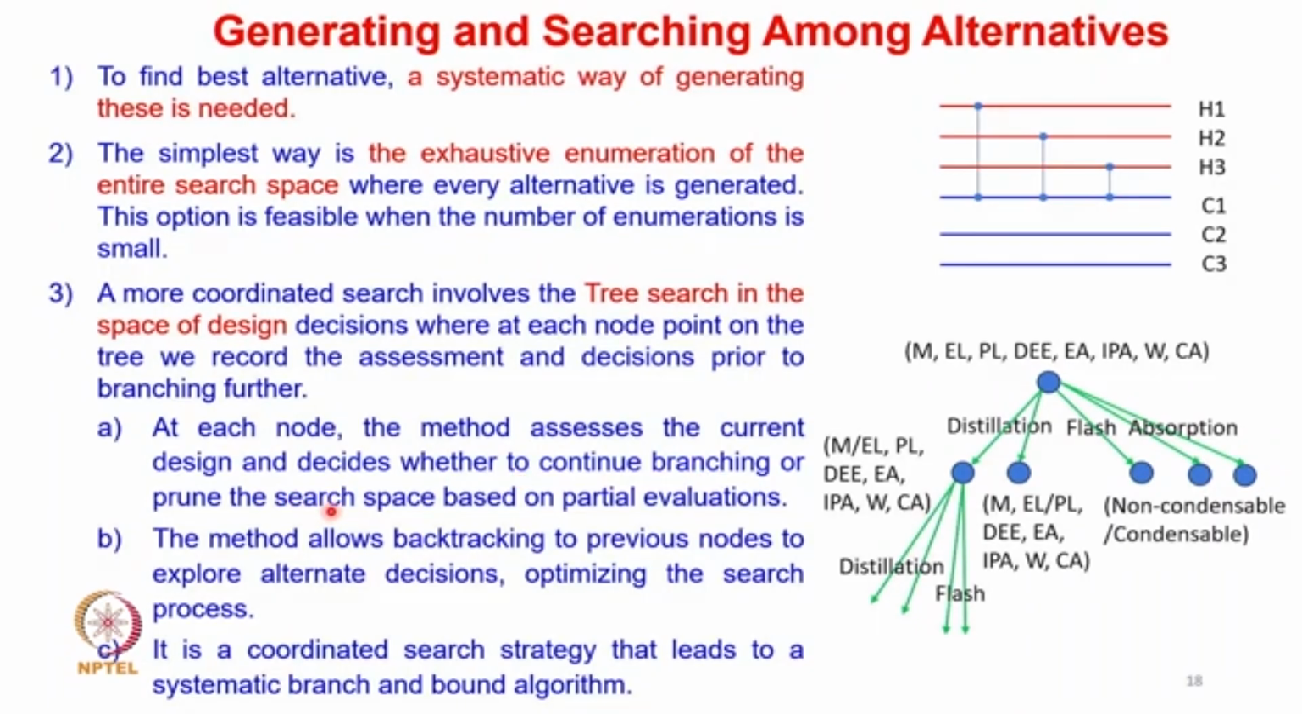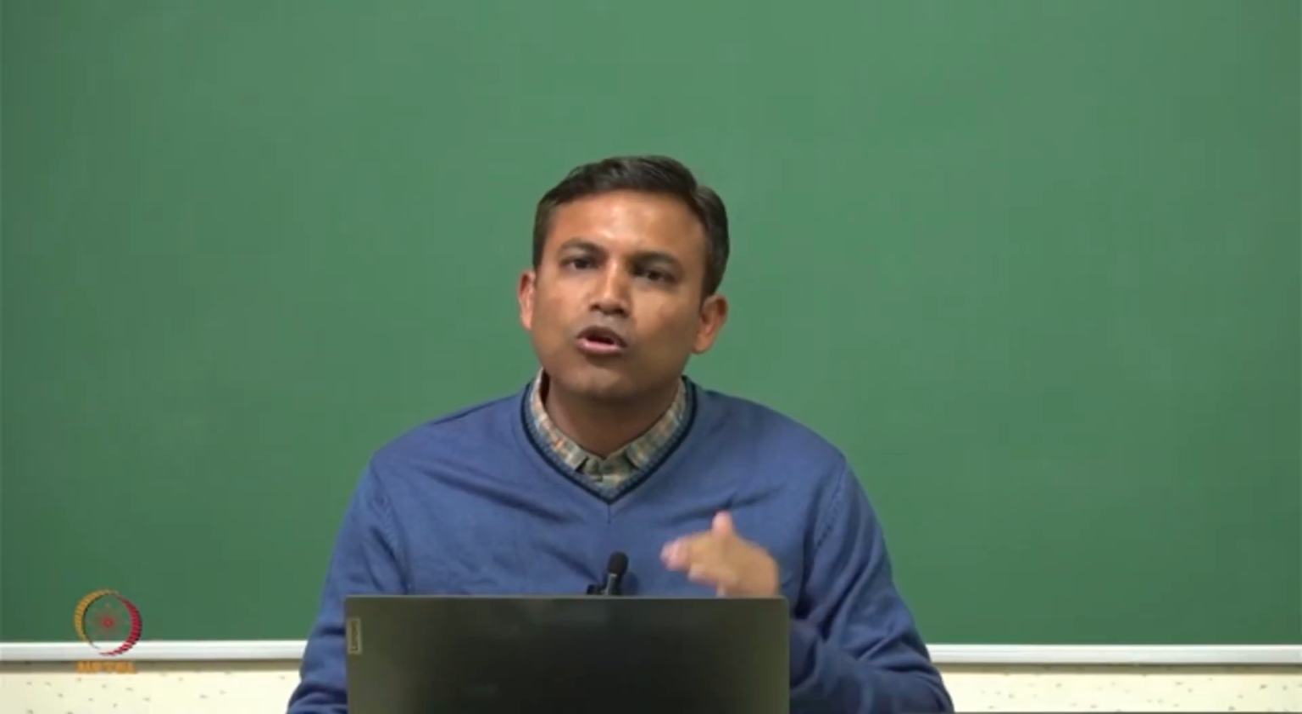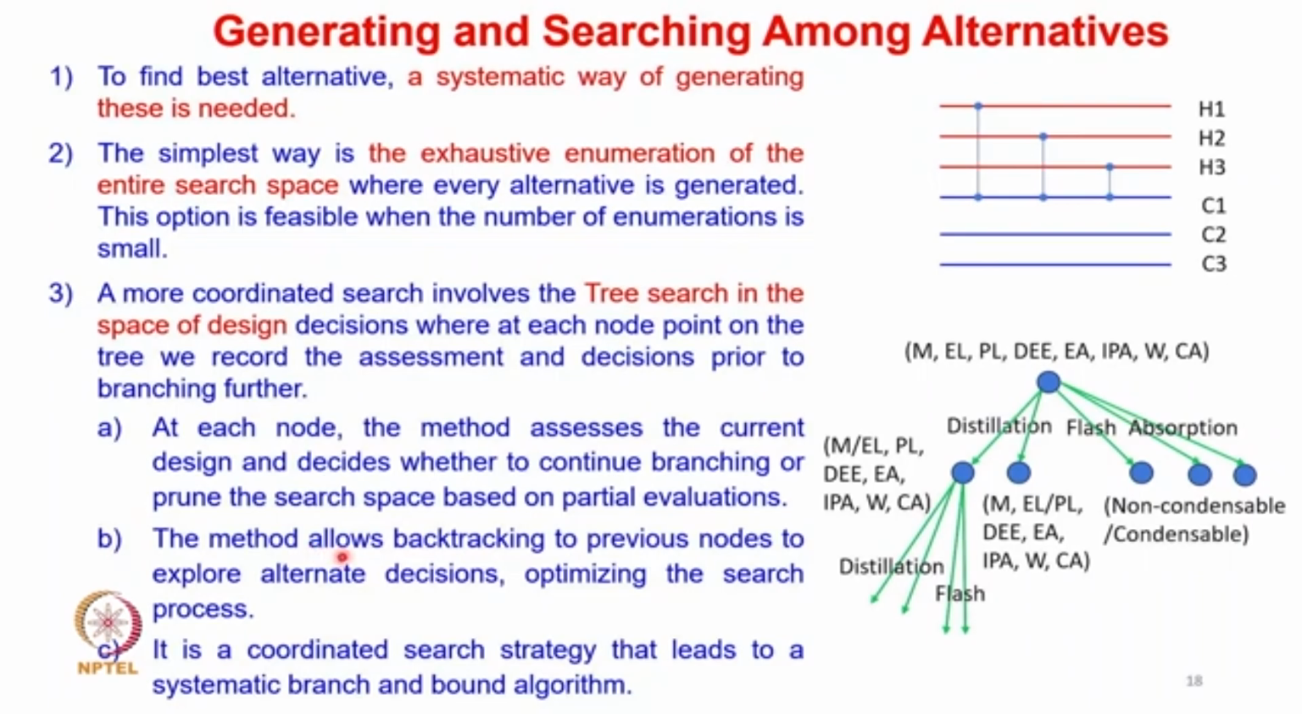So in this case, you can see whether the flow sheet is completed at this node or not. If it is not, in that case the branching is continued. The method also allows backtracking to previous nodes to explore alternate decisions, optimizing the search process. This particular methodology clearly is an extension of the branch and bound algorithm, and this is commonly referred to as a decision tree in machine learning jargon.